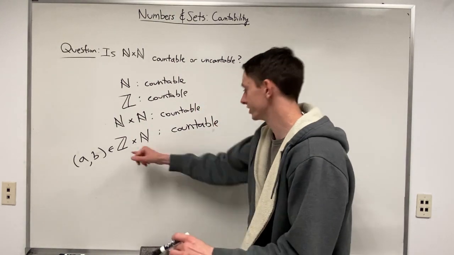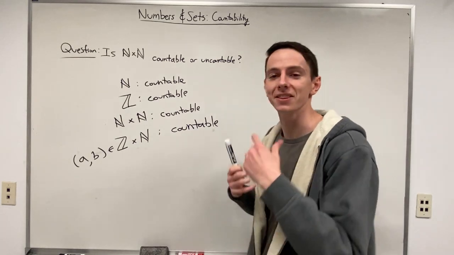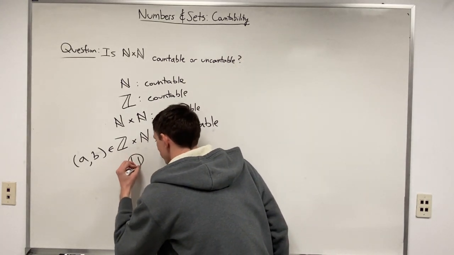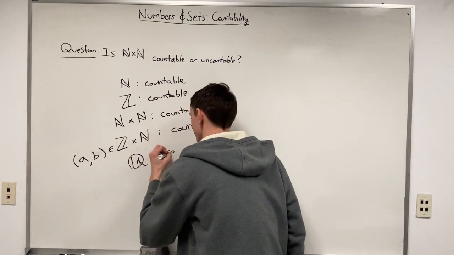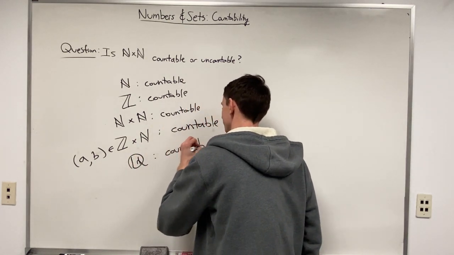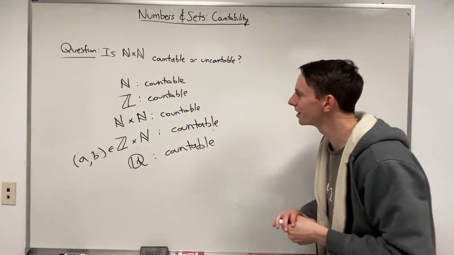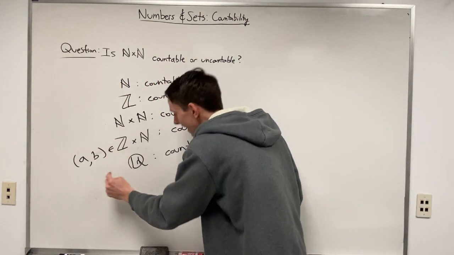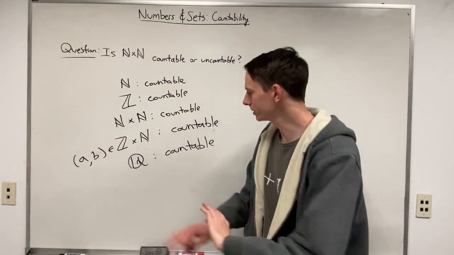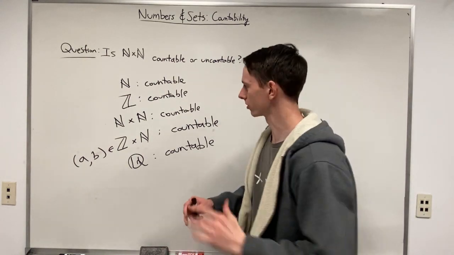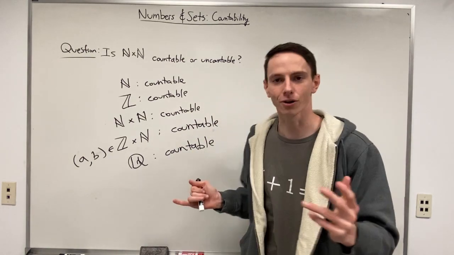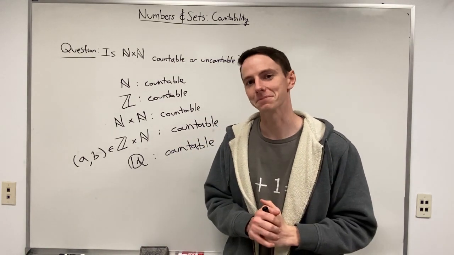And what that means is that they have to have the same size as z cross n. So if z cross n is a countable set, this adds on to saying that the rationals q must also be countable, which tells us that the set of natural numbers is the same size as this, as this, as this, and as this. All these infinite sets, regardless of which one in our head we might think is bigger, they all have the same cardinality.